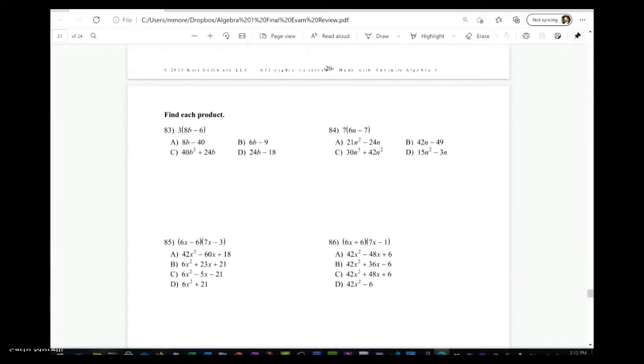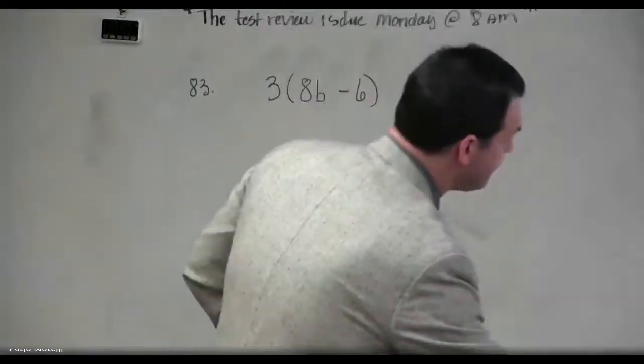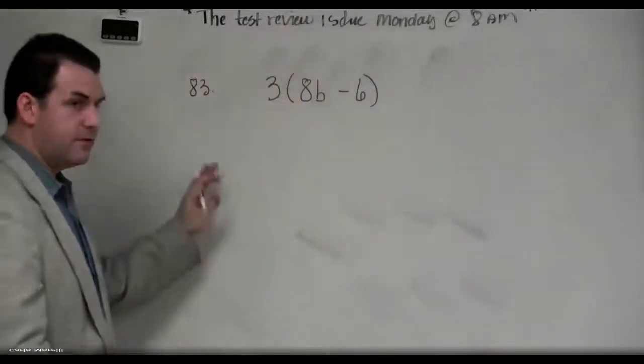Okay, so now we're getting back into the fun stuff, algebra. So we're going to have to rewrite this because they put the answers right below the equation. So we have to rewrite it, 83. And so this is 3, open parentheses, 8b minus 6. Okay. It's a simple distributive property.